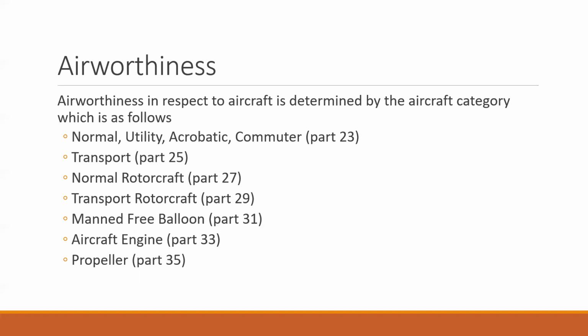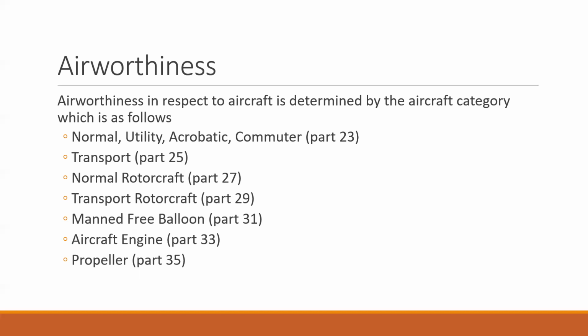So we have all these different categories, and each one has a specific section. For instance, the normal rotorcraft airworthiness category is in Part 27. So that's Title 14, Part 27, and you can find everything about the normal rotorcraft category of aircraft. There are also specific sections that pertain to engines and propellers. So the airworthiness has three parts. Basically, it has the power plant, the propeller, and then the body shape.